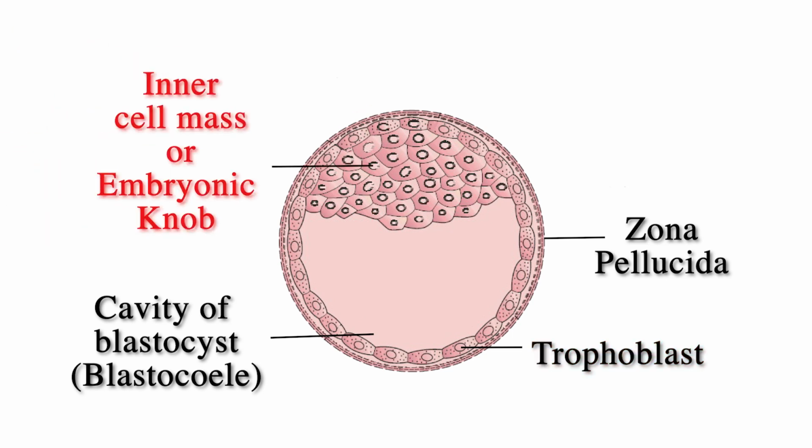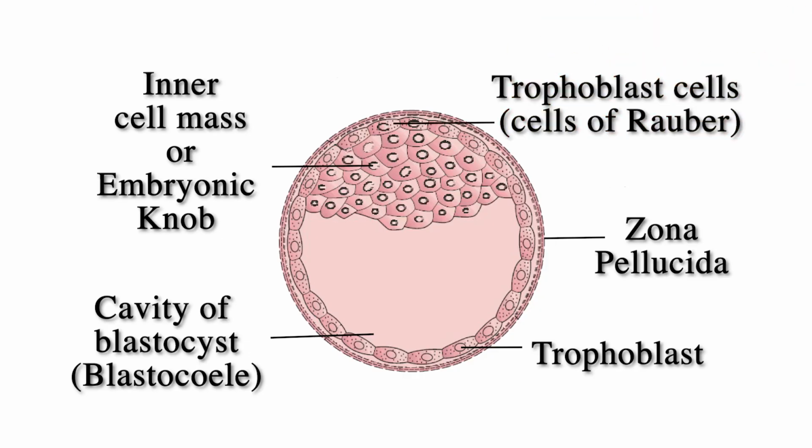We also observe a cellular mass adhered to the trophoblast on one end of the blastocyst. This cellular mass is called inner cell mass. Inner cell mass at one pole looks like a knob that gives rise to the embryo. It is called embryonic knob.